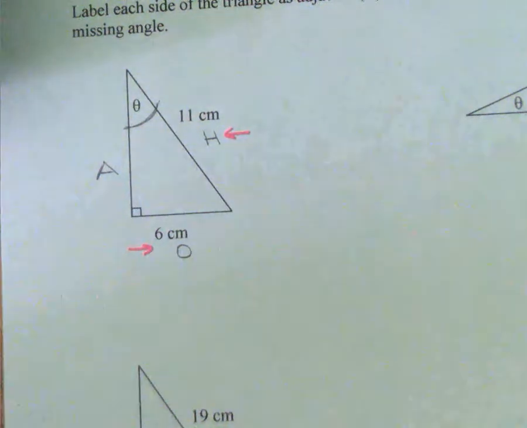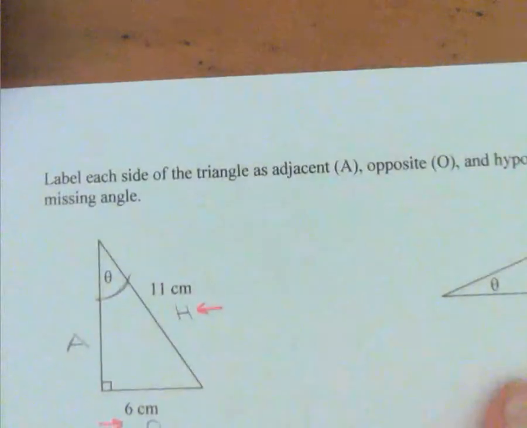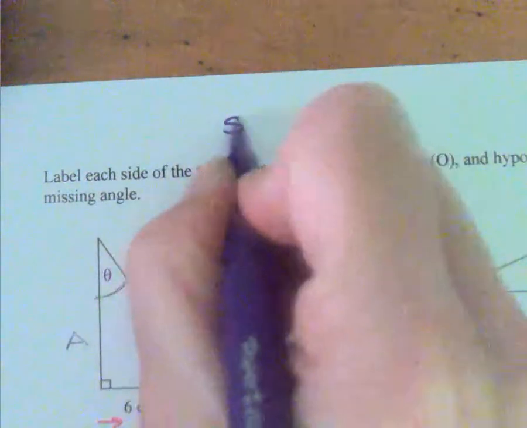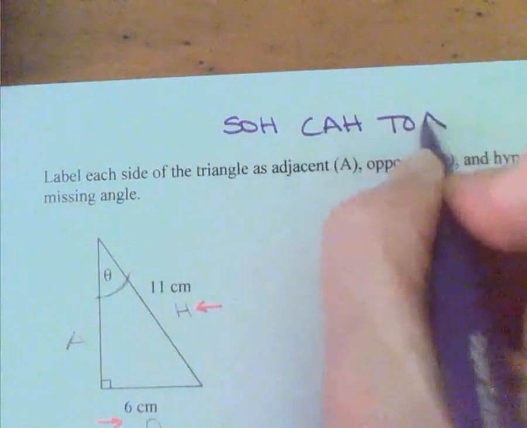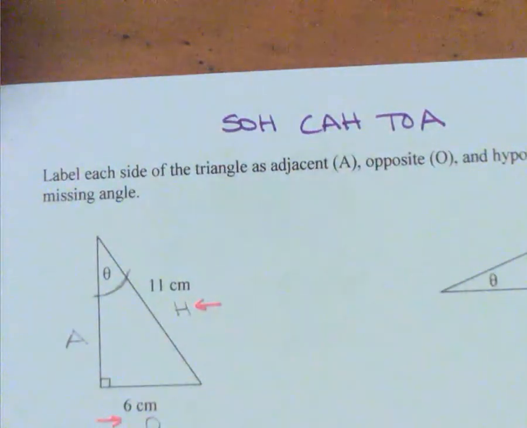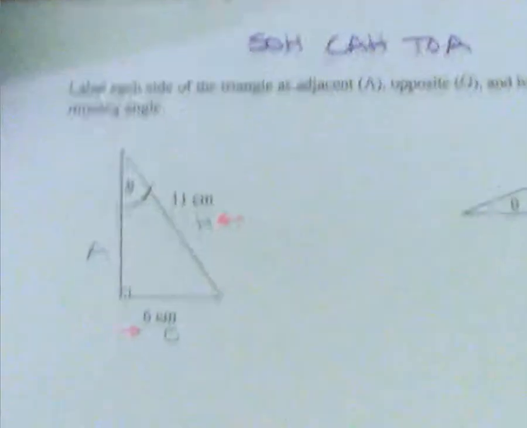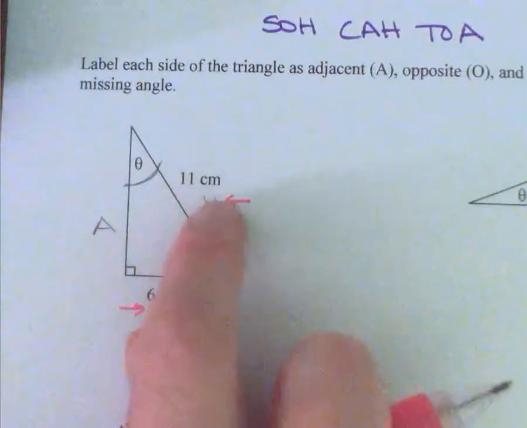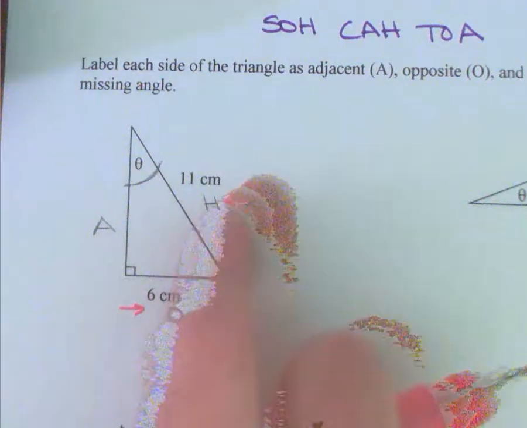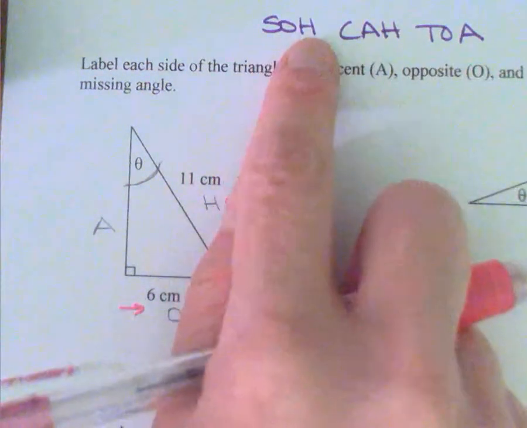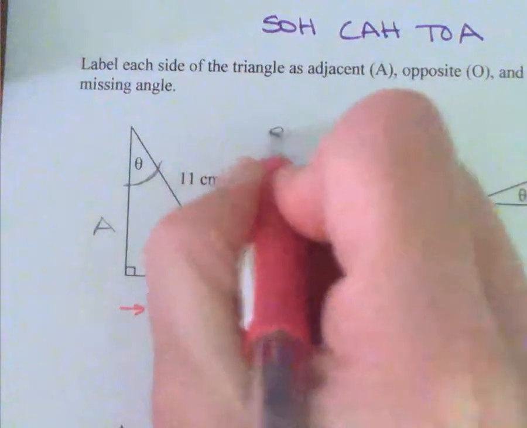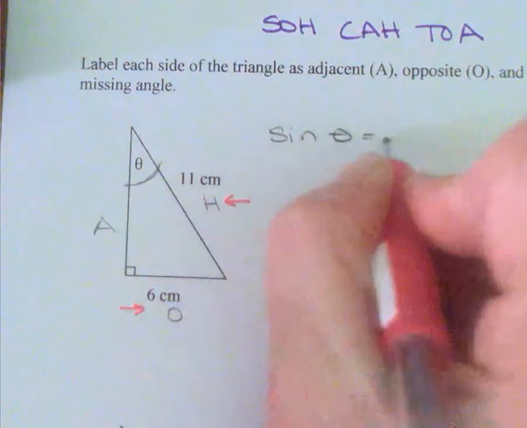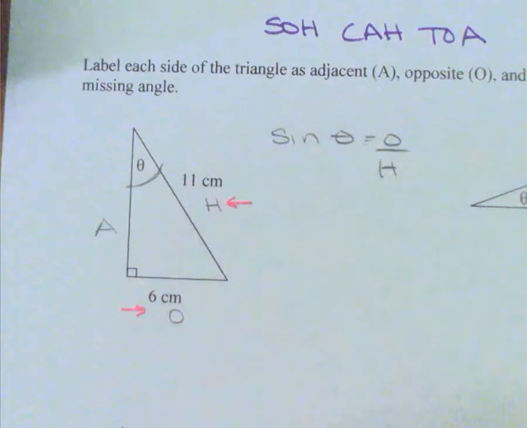I'm going to write SOHCAHTOA up here on top, just so I can use that to figure out which ratio goes with which triangle. On this triangle here, I have opposite and hypotenuse. If I look at SOHCAHTOA, I have opposite and hypotenuse, so I want my sine ratio. So I'm going to say that sine theta is opposite over hypotenuse.